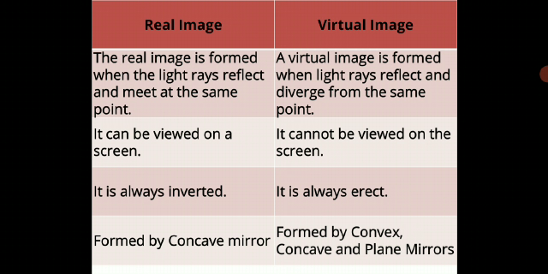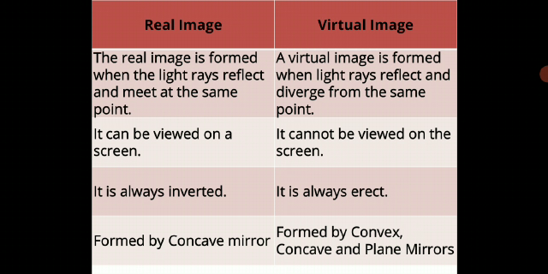Real image is formed when the light rays reflect and meet at the same point. So it is the actual meeting of the reflected light rays at the same point. And virtual image is formed when the light rays reflect and diverge from the same point. So they are not going to meet at the same point, they are going to diverge from the same point. That will give you a virtual image.